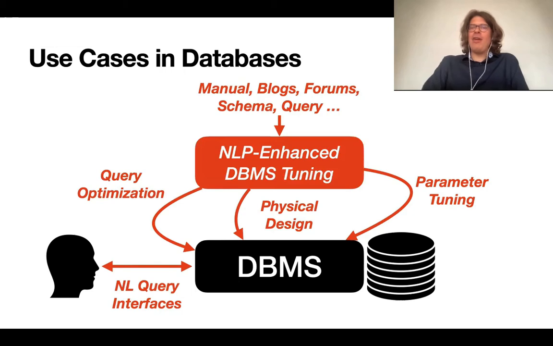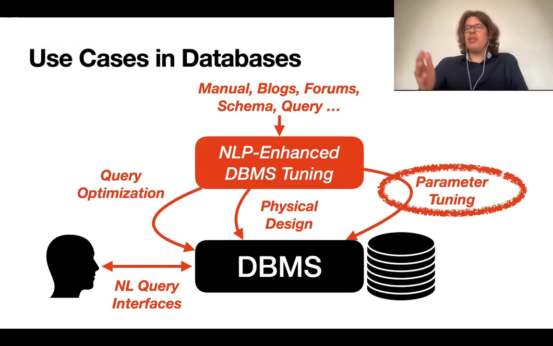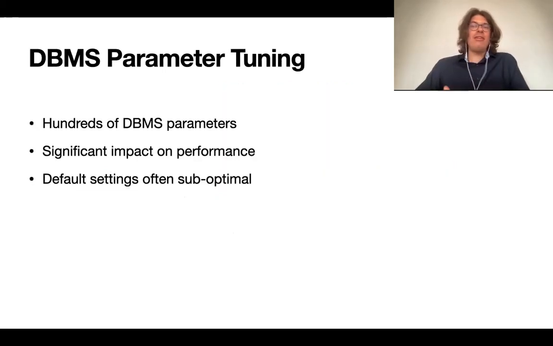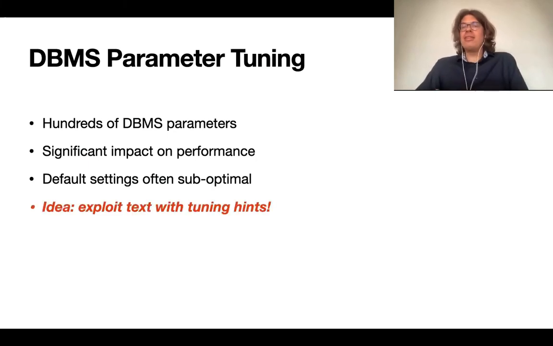In the following, I'm going to focus on parameter tuning, because as we all know, database management systems nowadays have hundreds of tuning parameters with significant impact on performance, and the default settings are often suboptimal for specific workloads. So here the idea is to try to extract useful information about parameter tuning from text documents.